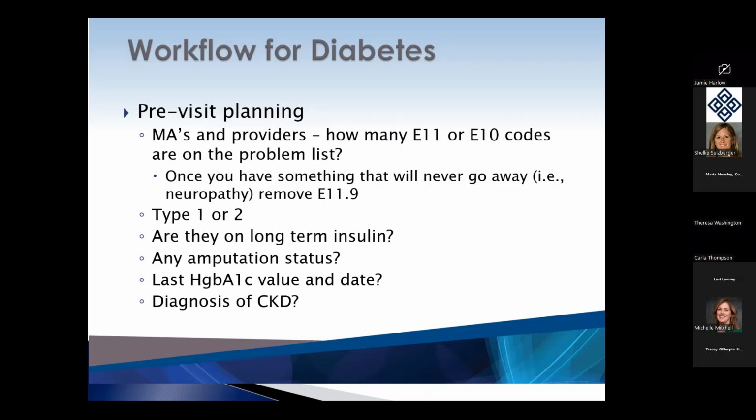They're on long-term insulin. They don't have an amputation status. They don't have a diagnosis of chronic kidney disease. Their last hemoglobin A1C was 8 on this day. That should tell the provider right off the bat, I need to code for diabetes with hyperglycemia if I don't think that the 8.5 is at goal, unless we have a better one today. I don't need to code the complication of chronic kidney disease. They don't have it. Yep, they're on long-term insulin. I need to report the Z79.4.